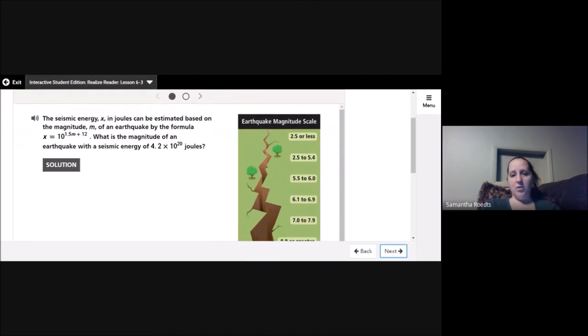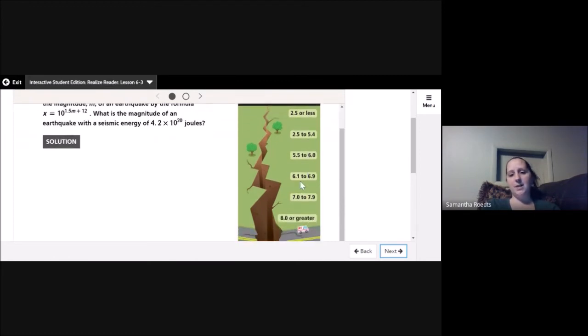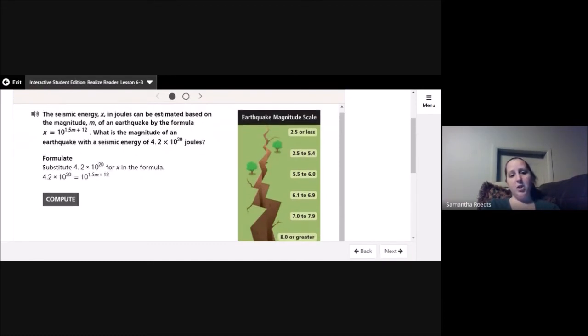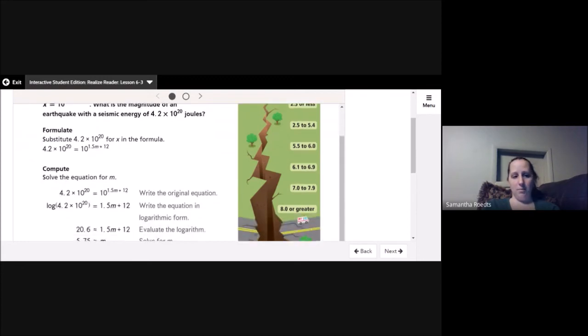So the earthquake magnitude scale: 2.5 or less, 2.5 to 5.4, 5.5 to 6, 6.1 to 6.9, 7.0 to 7.9, or 8.0 or greater. So this is dealing with earthquakes. I substitute 4.2 times 10 to the 20th for X in the formula. So here's my X value. 4.2 times 10 to the 20th equals 10 to the 1.5 M plus 12. Solve the equation for M.